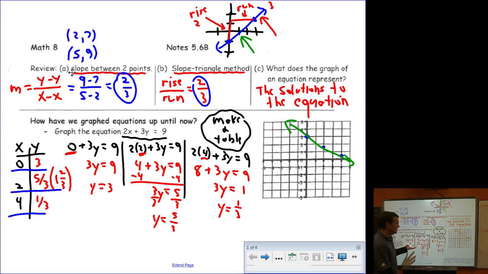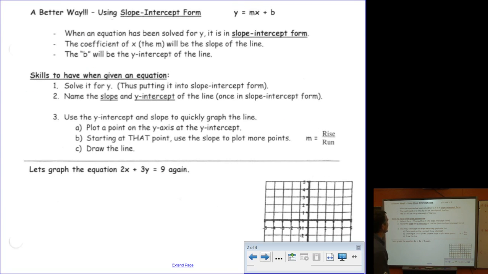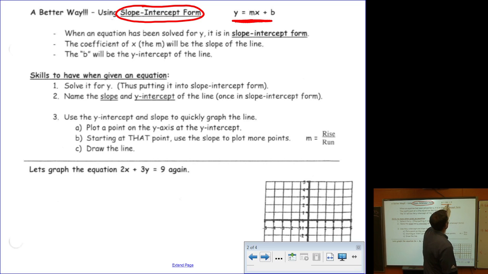Okay, that's a lot of work. It's not terrible, but it requires showing a lot of work. Let's see a better way. So, a better way to graph a line is to use what is called slope-intercept form. It is where an equation looks like this, which most notably, the y is by itself.